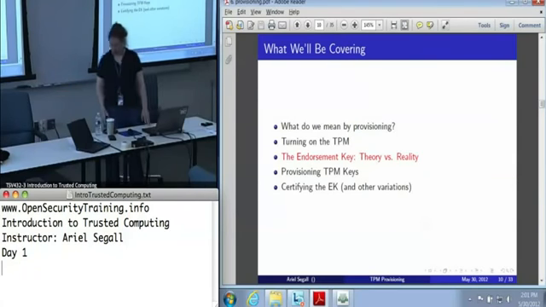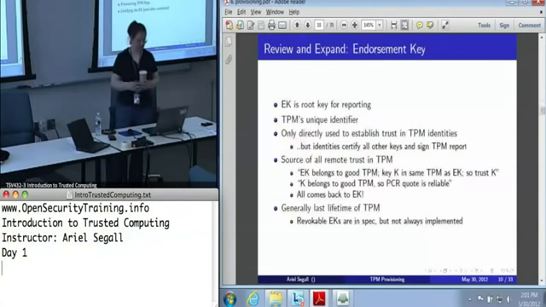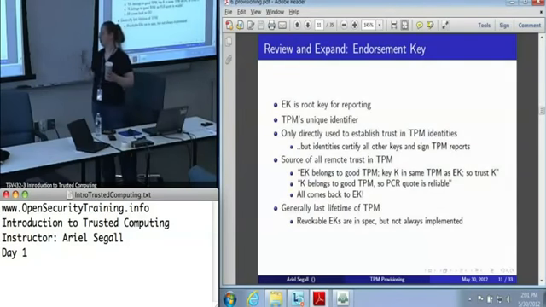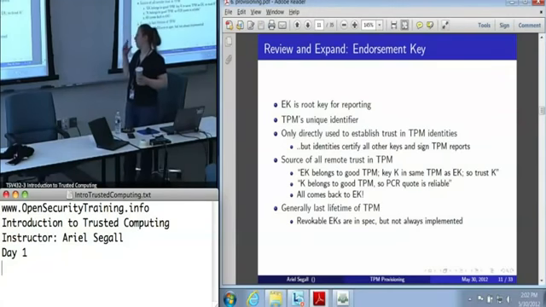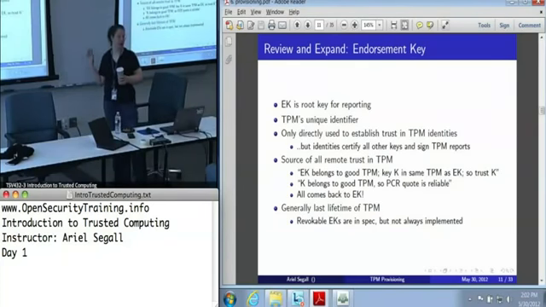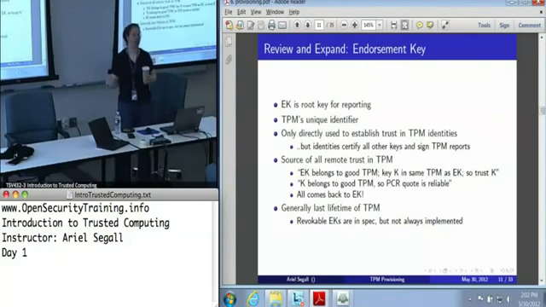Let's talk next about that root key that I said all of this is based on: the endorsement key. I mentioned earlier this morning that the endorsement key is effectively the TPM's unique identifier. It's really a lifetime identifier, except in some special cases. But we don't use it directly, in large part because of those privacy concerns, where people were really worried about having all of their information tracked.